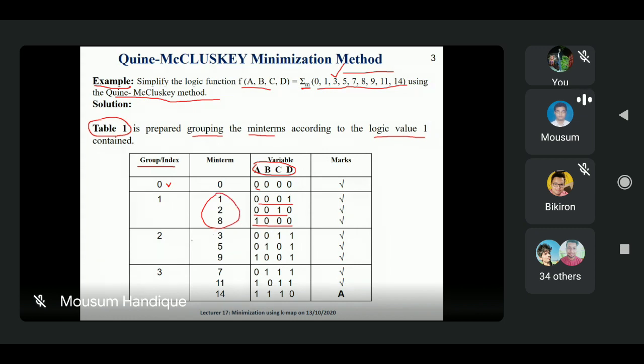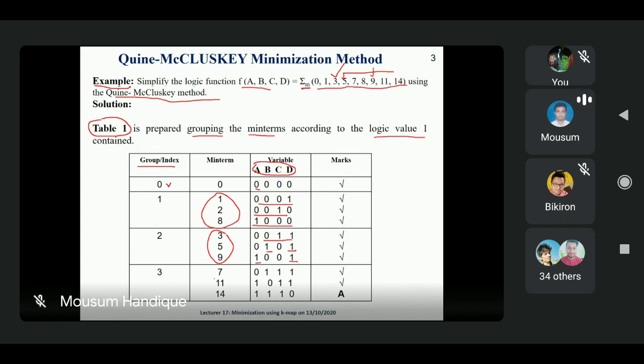Same thing, 3, 5, 9. When we write the binary of 3, only 2 ones occur. When we write 5, there also only 2 ones occur. And when we write 9, there is a 1 and a 1, so 2 ones. So 3, 5, 9 make one particular group. According to the question, 3, 5, 9 are present. This one is 3, this one is 5, and this one is 9. Are you getting my point?